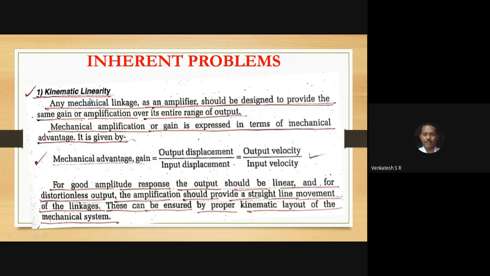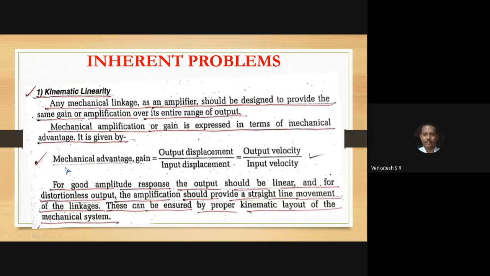The name itself says kinematic linearity, that is called mechanical advantage, or gain. Kinematic linearity can be defined as the ratio of input to the output, that is, input displacement to the output displacement, which is defined as the kinematic linearity or mechanical advantage or gain. It can also be defined as the ratio of input velocity to the output velocity.